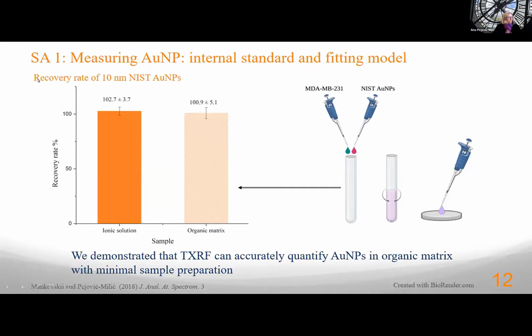To test this further, we measured recovery rate with gold nanoparticles obtained from NIST, standard gold nanoparticles of 10 nanometers in ionic solution and in an organic matrix, where the organic matrix is where we will be doing quantification. And we did that with breast cancer cells, the MDA-MB-231 cell line. Most of the research that we will talk about in this presentation is based on breast cancer cells of this line, where the NIST standard is added, the sample is homogenized, dropped on the quartz disk, dried and quantified to achieve these recovery rates.